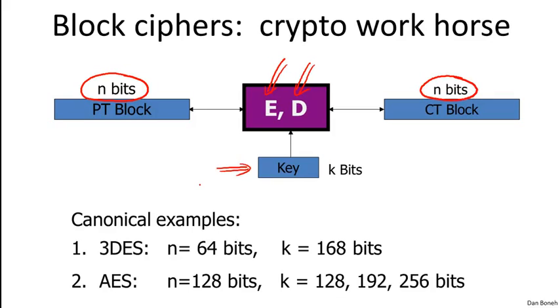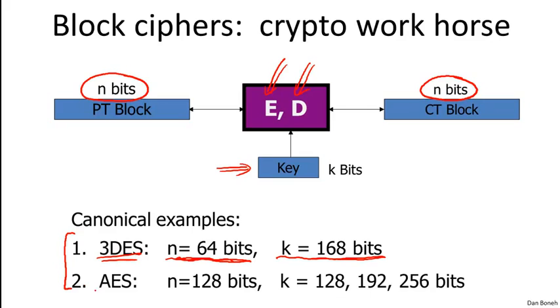And of course, both the encryption and decryption algorithm are given the same key, which is why this is called symmetric encryption. Now, two canonical examples of block ciphers are triple DES, which basically has a block size of 64 bits. So triple DES will take as input 64 bits of plaintext and output 64 bits of output. And similarly, decryption would take 64 bits of output and output 64 bits of input. And the key size for triple DES is 168 bits.